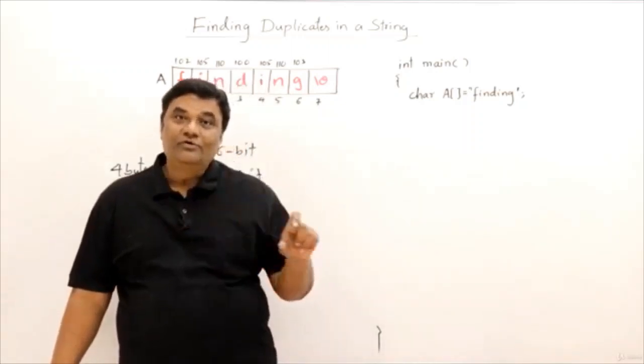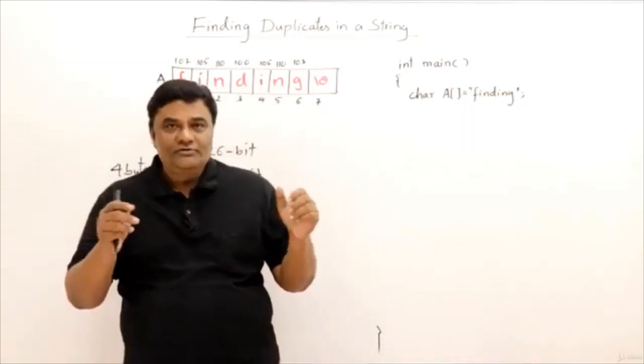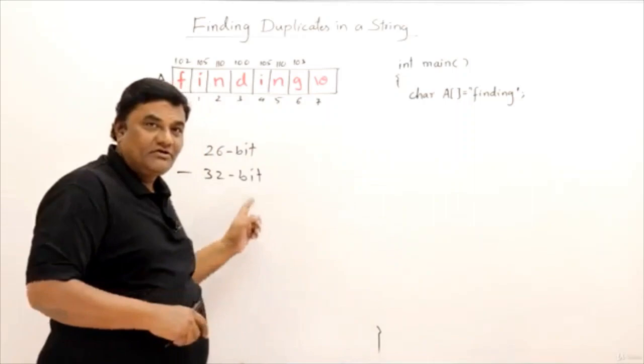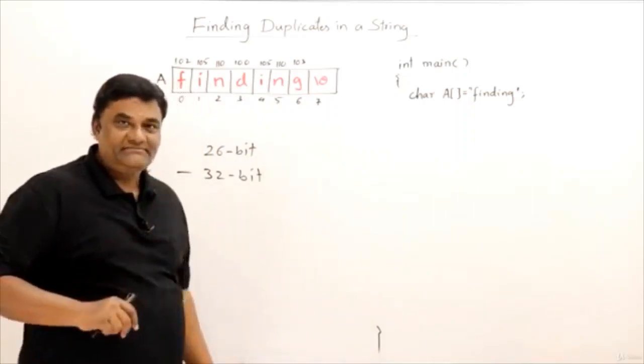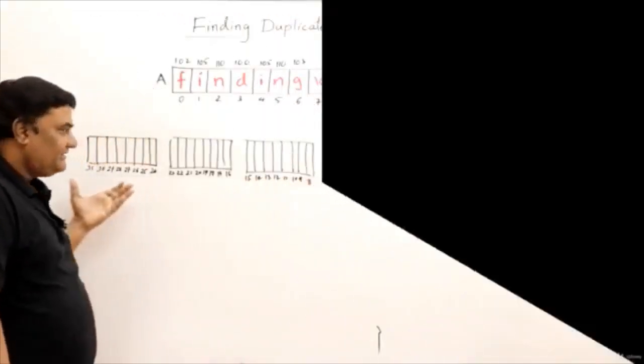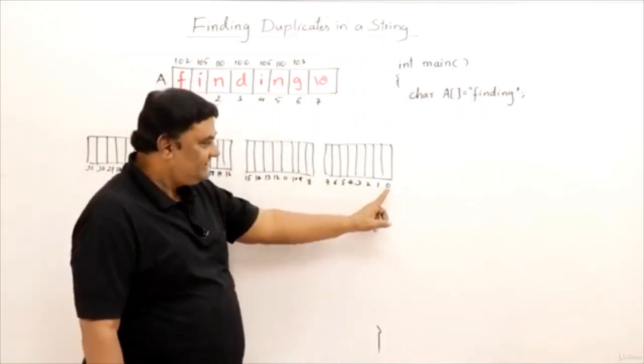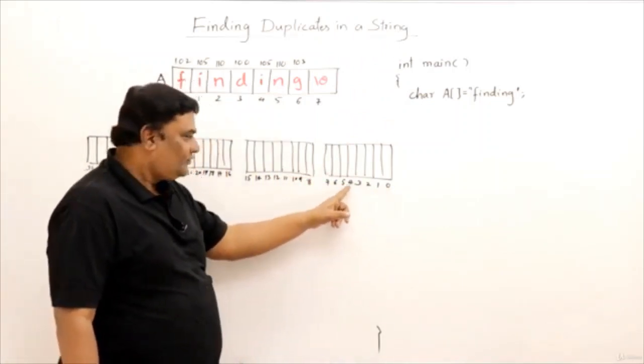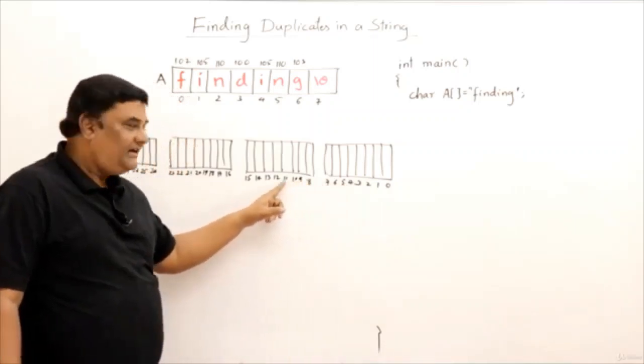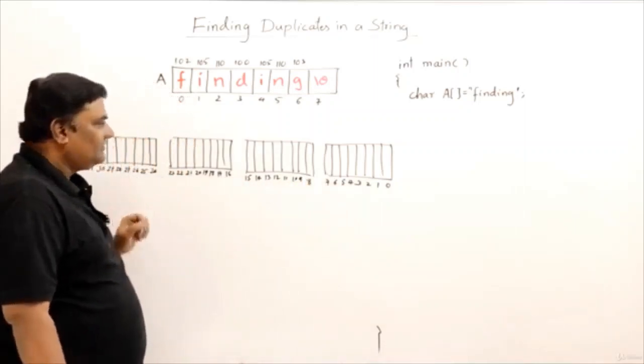So that is of 4 bytes. Now what to do with that 4 bytes? First of all, I will draw 4 bytes, then we will discuss. Here I have 4 bytes, right? So this is the least significant byte and this is the least significant bit, 0 to 7. Then the next byte is 8 to 15 and so on.